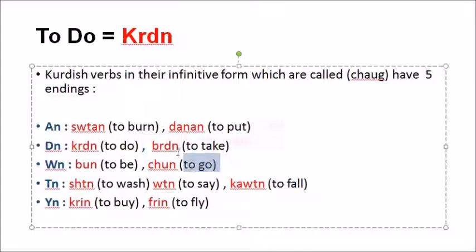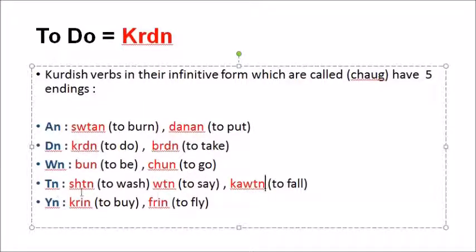Brdin means to take. If you see, they end in D and N, din, and these ones end in an. Then we have wn or wun. For example, boon. Boon is the verb to be. Probably in the next lessons I will talk about the verb to be in Kurdish. Chun means to go. We have other verbs for to go as well.